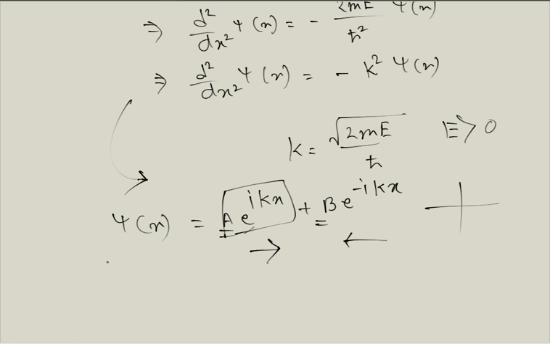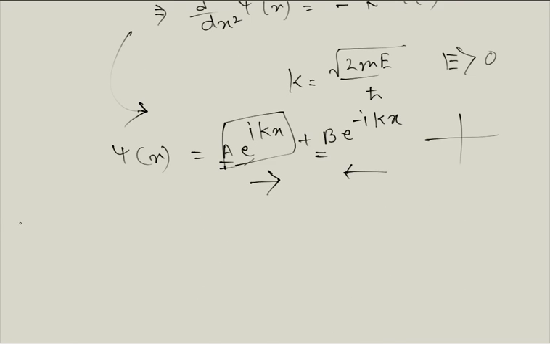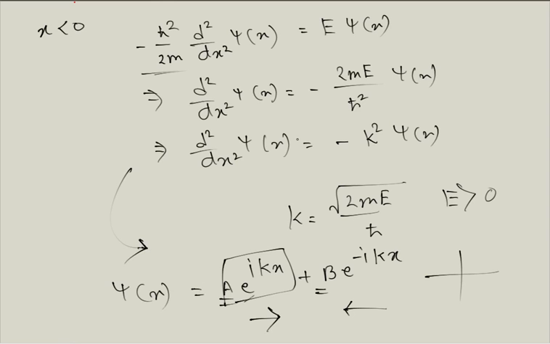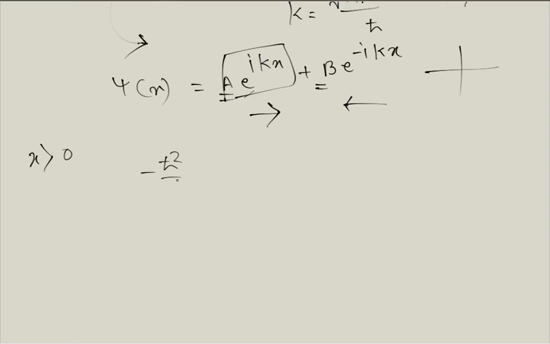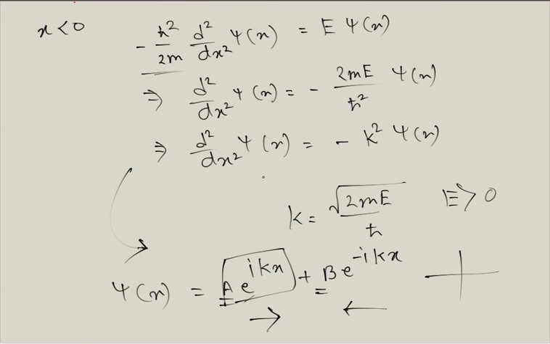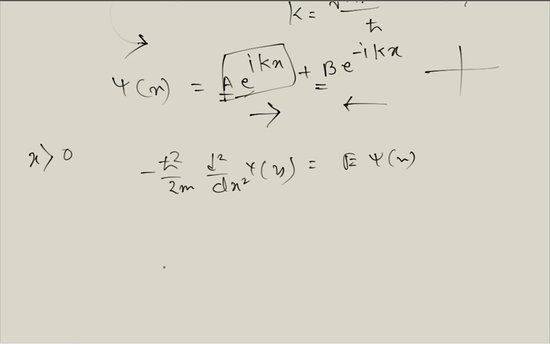Now let us solve the Schrodinger wave equation for x greater than 0, and again the Schrodinger wave equation will reduce to this one, that is minus h bar squared over 2m times the second derivative of psi of x equals E times psi of x. The solution will be the same as this one, but the unknown quantities will be different here. So psi of x should be written as C e to the power ikx plus D e to the power minus ikx.